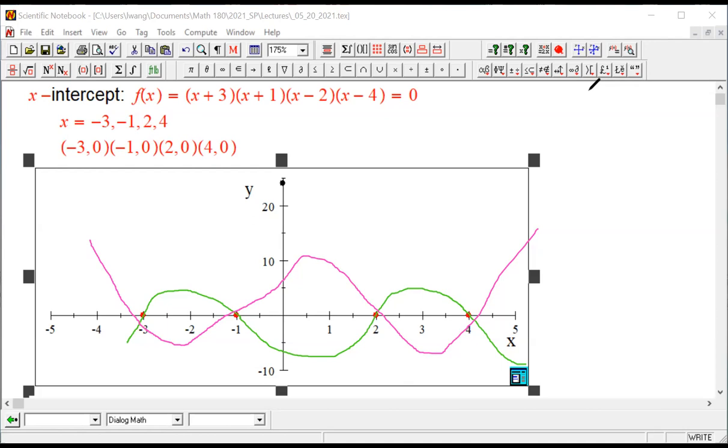This is how we determine that. This polynomial has a degree of 4, so it's x to the power 4. If you look at the leading coefficient, if you multiply this out and expand, it's going to be 1. It's going to be a positive number times x to the power 4.